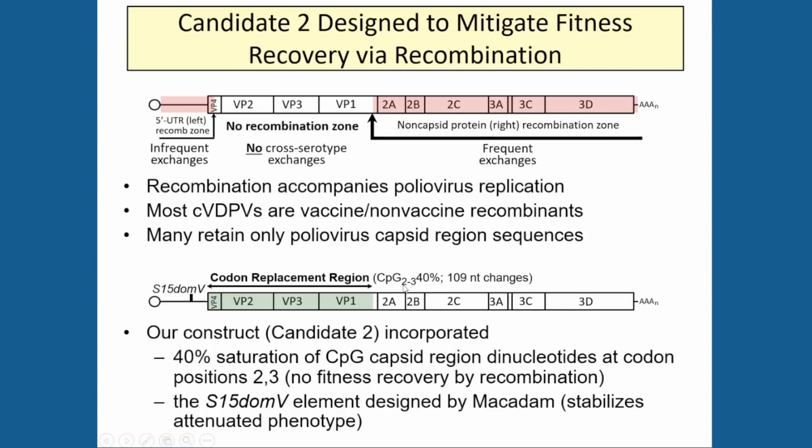That would be called CpG 2, 3, 40%. And adding to that was Andy Macadam's Sabin S15 domain 5, which Raul has already described, which has greatly stabilized the attenuated phenotype as tested in experimental animals. So that was our construct. And basically, this is the area that is not exchanged across serotypes.